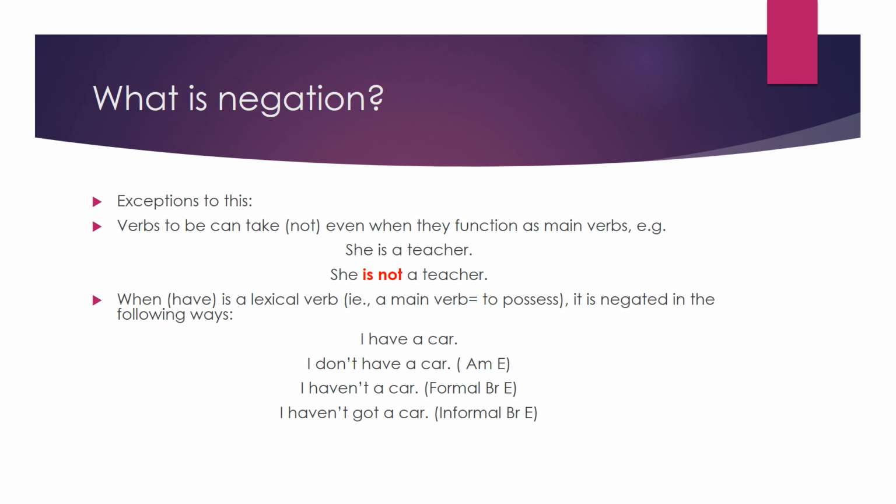So these are the rules that we have to follow in order to change the sentence from positive or affirmative into negative if we have different kinds of verbs or different kinds of operators.